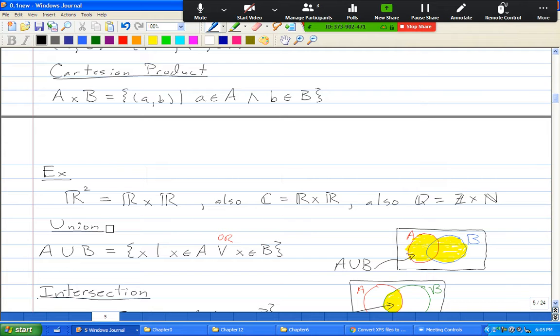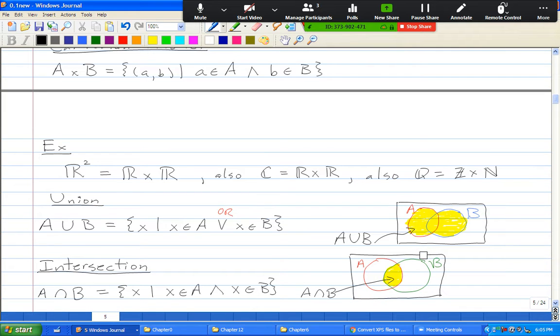Union. So A union B, so union is denoted by this, is just the set of all x such that x is in A or x is in B. And so if this is a set A and this is a set B, then A union B is everything in either A or in B.